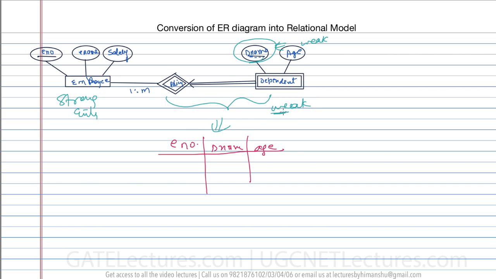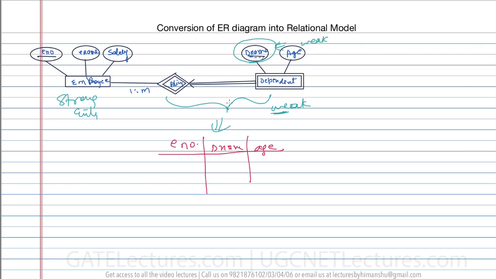If you have a weak entity, you want to create a table for the weak entity. Before that, first understand why it is a weak entity. In this weak entity we don't have a key attribute, or a primary key. With the help of this dependent name, we'll not be able to identify each record uniquely. Therefore we need the help of some other attribute which is not available here.